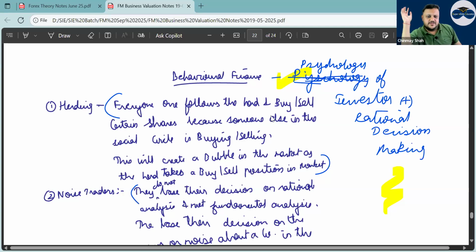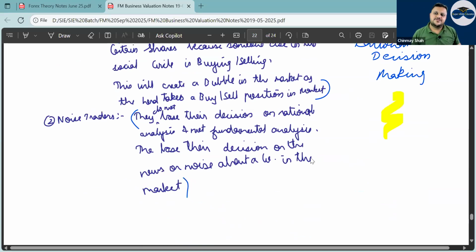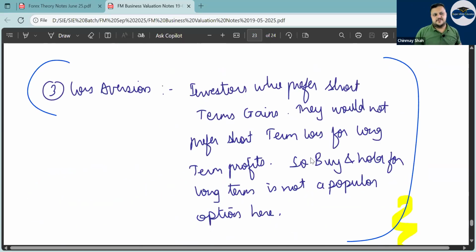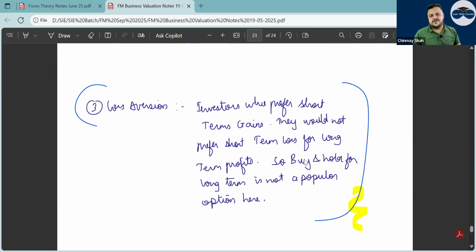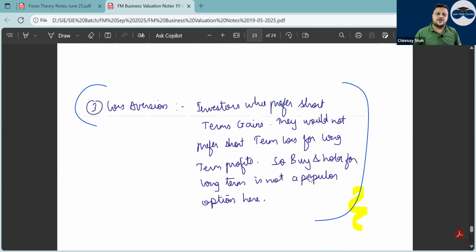Noise traders, correct or not? They do not base their decision on what? Rational analysis, correct? They base their decision on the noise about the company. If very good news about the company is coming in the market, they will buy that, correct? Loss aversion, right? That means what? Investor will prefer short-term gains. I tell you that for one company, you hold the share for 10, 15 years, right? Don't lose your grip on the share, correct? But if you see short-term and also you sell that share, correct?